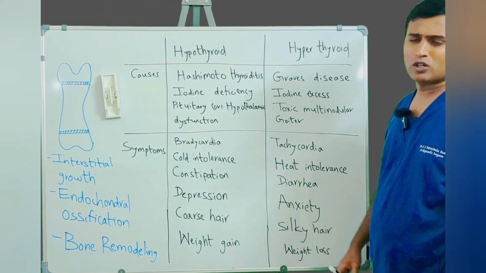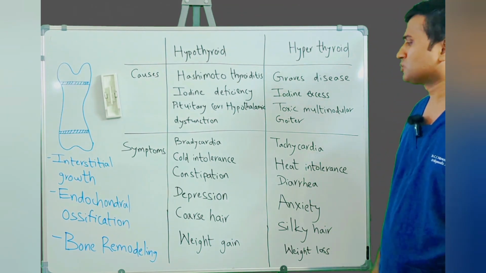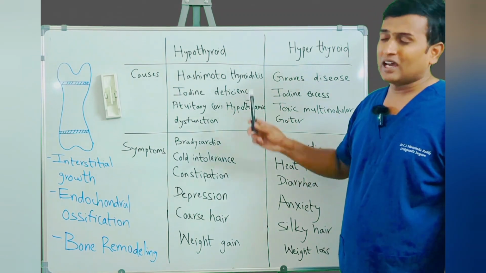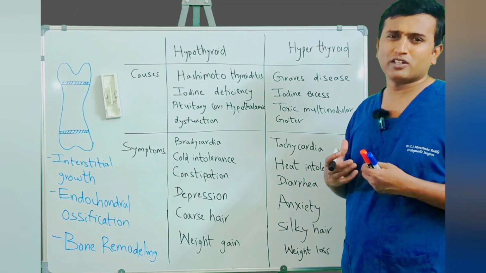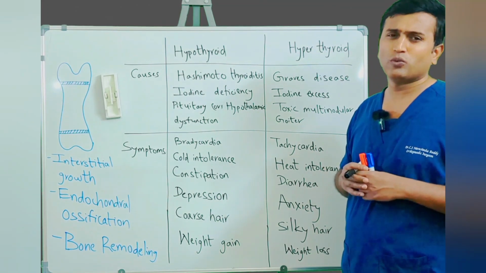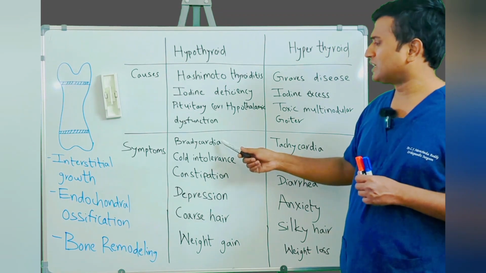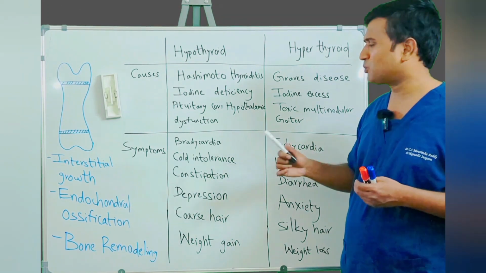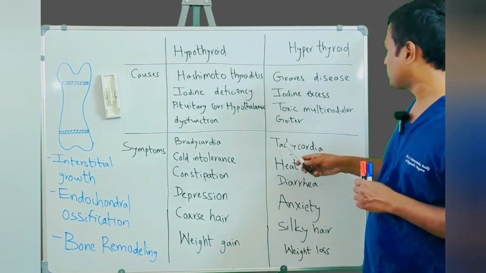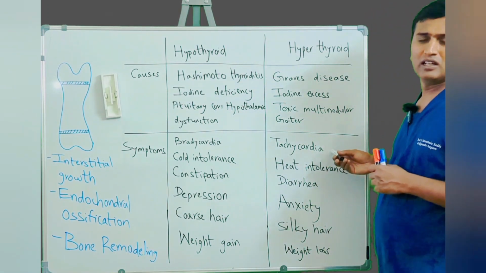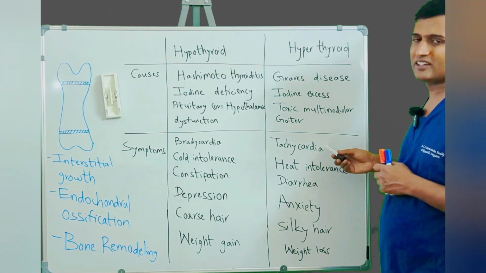And we will see what the symptoms are in hypothyroid and hyperthyroid. So this thyroid hormone basically increases the metabolic function in the human body. So whenever there are low levels of thyroid hormones, we have a slow heartbeat, which we call bradycardia. And whenever we have higher levels, we have a fast heartbeat, which we call tachycardia.